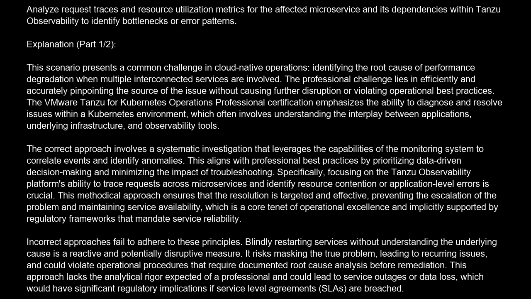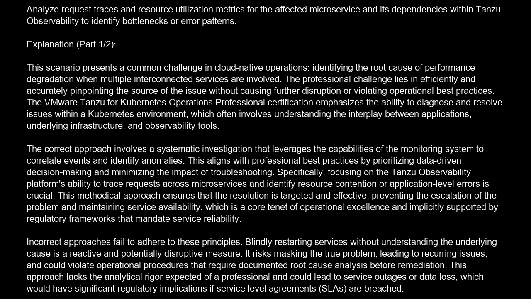Specifically, focusing on the Tanzu observability platform's ability to trace requests across microservices and identify resource contention or application-level errors is crucial. This methodical approach ensures that the resolution is targeted and effective, preventing the escalation of the problem and maintaining service availability, which is a core tenet of operational excellence and implicitly supported by regulatory frameworks that mandate service reliability. Incorrect approaches fail to adhere to these principles.